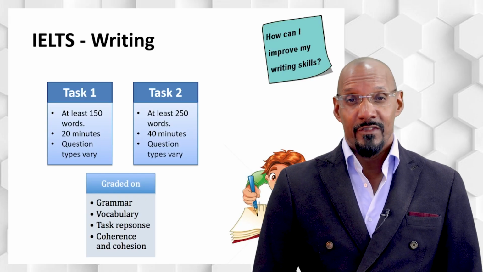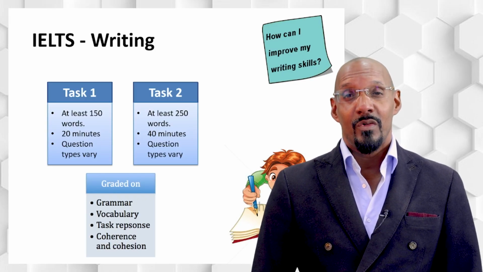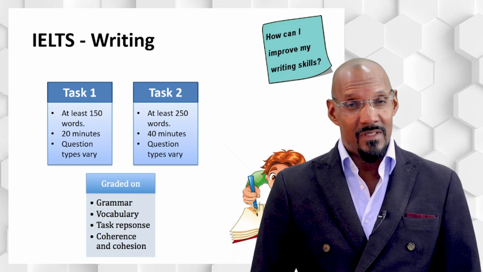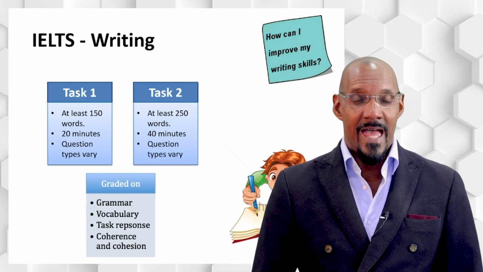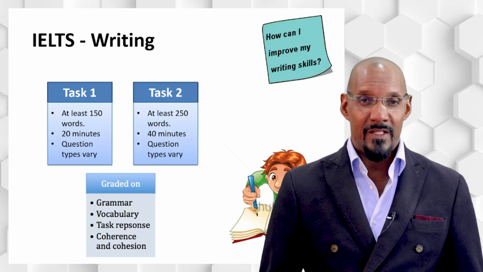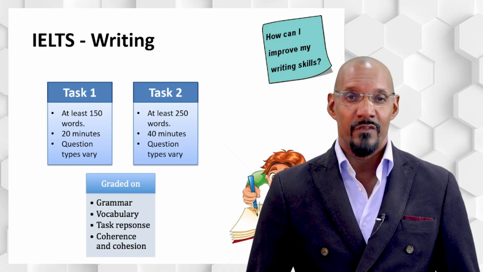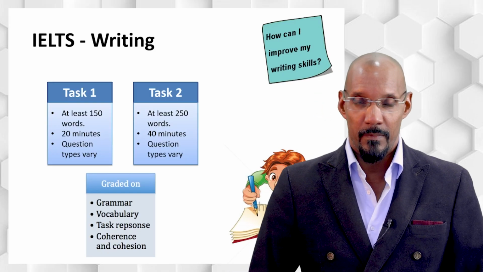The first part, the IELTS Task 1, has a component where you must write at least 150 words. You will have 20 minutes and question types can vary. This is on both the academic and the general. But depending upon which test you take, you may have a different Task 1 for the general than for the academic. We'll come to that in a minute.